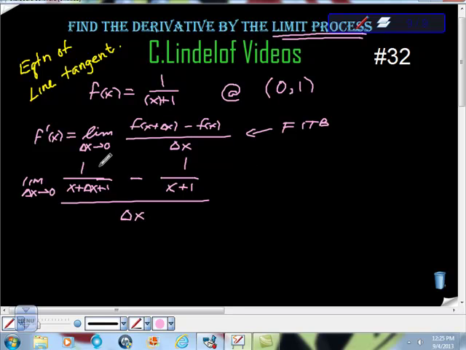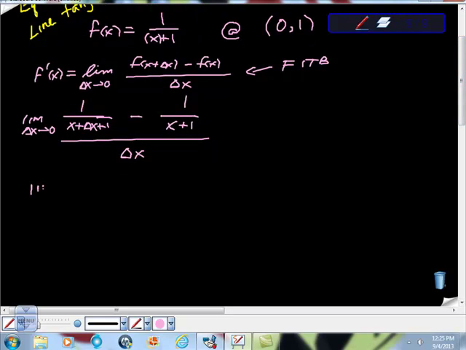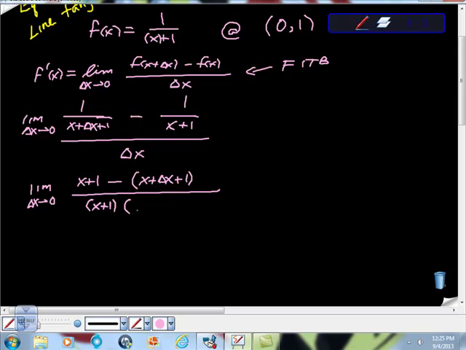So what I'm going to do is this. I'm going to multiply this side by x plus 1 over x plus 1. I'm going to multiply this side by x plus change in x plus 1 over x plus change in x plus 1 to get a common denominator, and then I'm going to start to simplify. So it's going to look like this. I get the limit, I have to keep declaring this for your professor, is equal to x plus 1 minus x plus change in x plus 1, all over x plus 1 times x plus change in x plus 1.